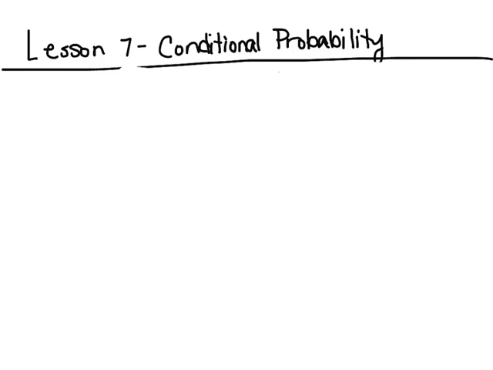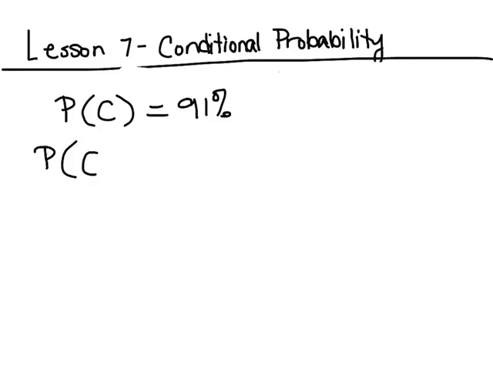Example 3. According to a survey, 91% of Canadians own a cell phone. Of these people, 42% have a smartphone. Determine to the nearest percent the probability that any Canadian you met during the month in which the survey was conducted would have a smartphone. So we have the probability that someone has a cell phone, and that's 91%. We have the probability that someone has a cell phone and they have a smartphone.